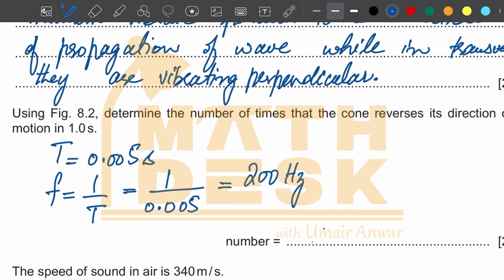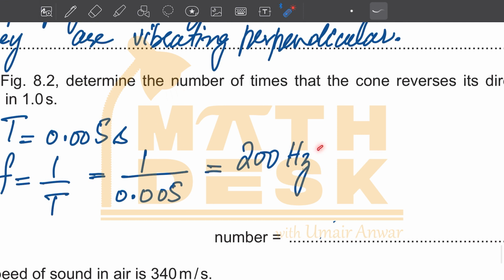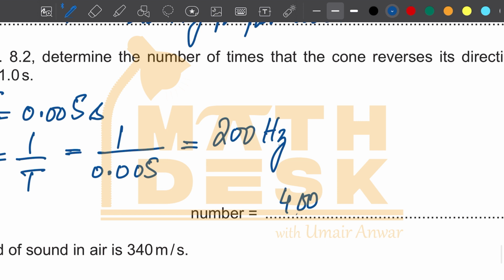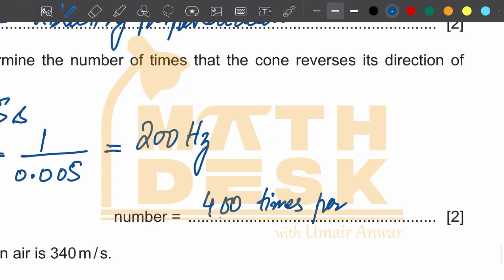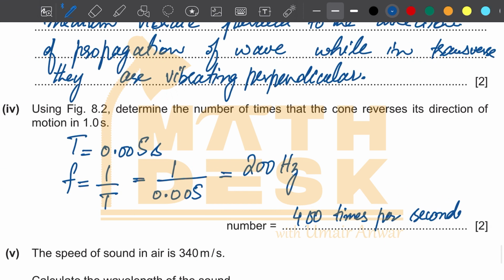So 200 Hertz tells that there are 200 waves in 1 second, and each wave has a positive cycle and a negative cycle inbuilt. So it means that the direction of the wave is changing twice the number which is showing us the frequency. So it is 400 times per second where the direction of motion is changing.